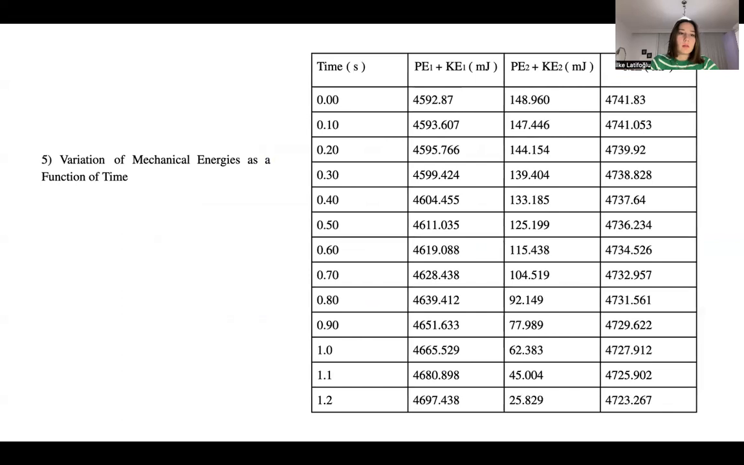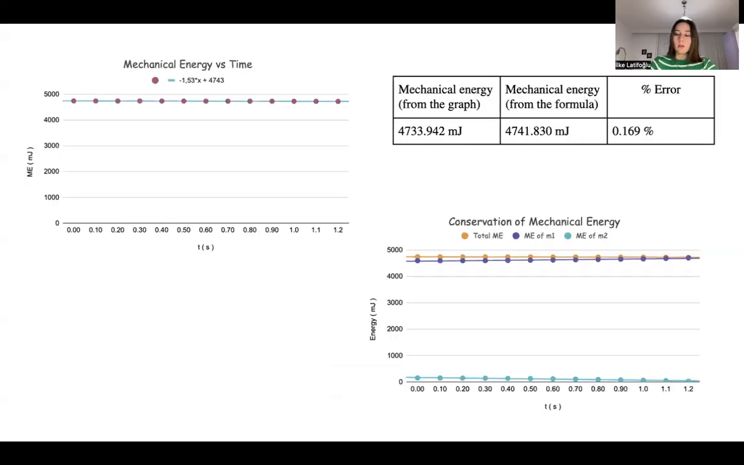Lastly, a data table for the variation of mechanical energies as a function of time, where I included the individual mechanical energies of the objects and total mechanical energy of the system. From the conservation of mechanical energy graph, we can see that the individual mechanical energies of these objects changed, and the total mechanical energy of the system remained almost constant.